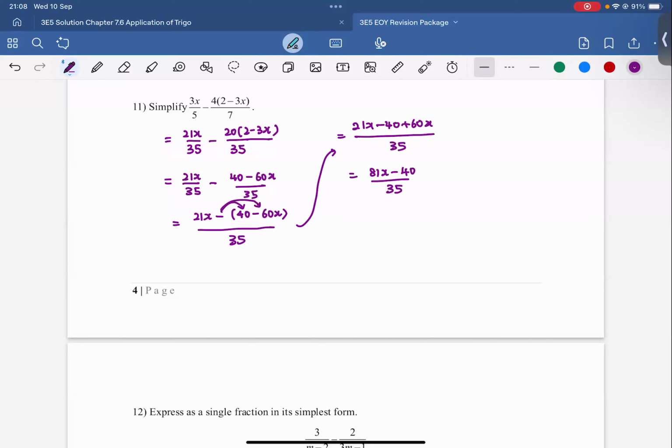Okay, a lot of issues come along here where you don't go and distribute the negative. You will just write 21x minus 40 minus 60x over 35. You straight away get 0. Or I believe some of you who have done the paper, you are definitely guilty of this.